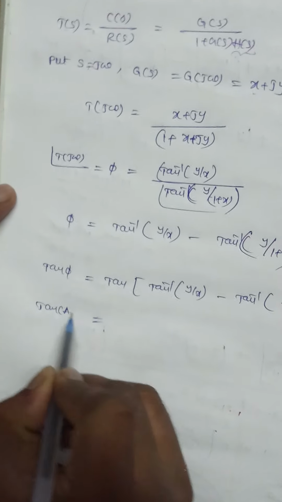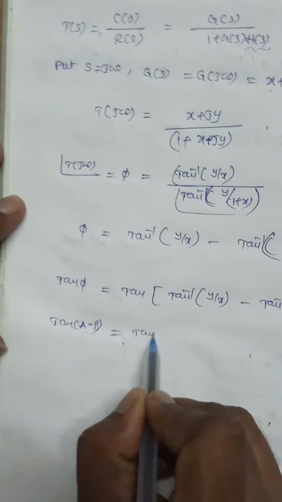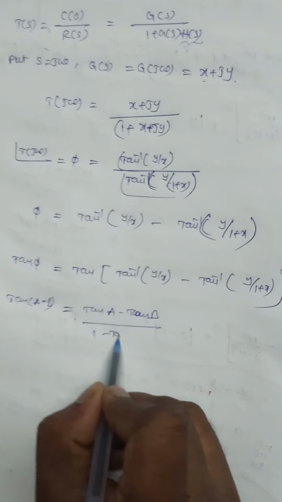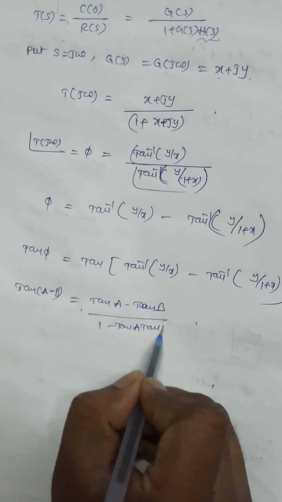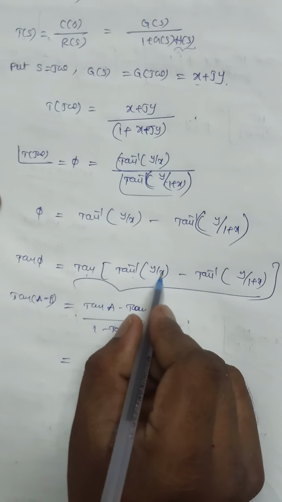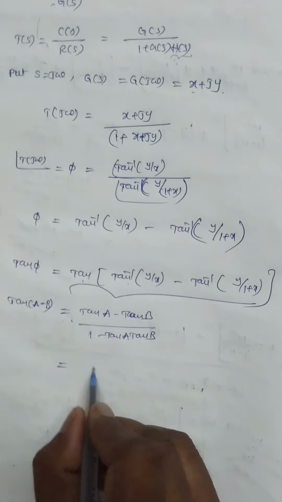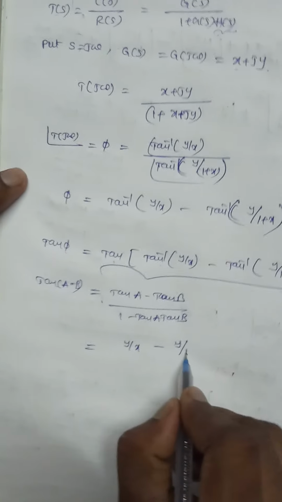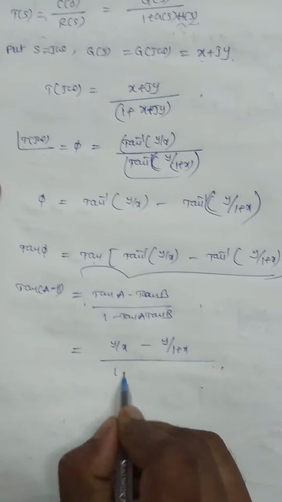Tan of a minus b can be written as tan a minus tan b divided by 1 plus tan a tan b. This is the formula. So let us apply this formula for this equation. So it is tan of tan inverse of y by x. Tan inverse tan will get cancelled here. So that is y by x minus y divided by 1 plus x, divided by 1 plus tan a tan b.